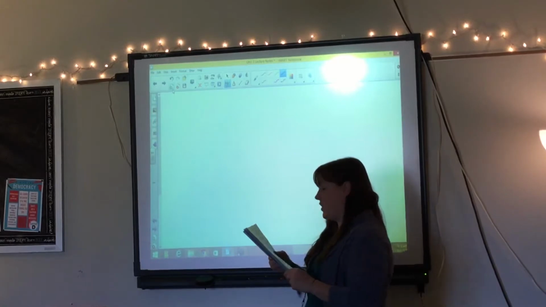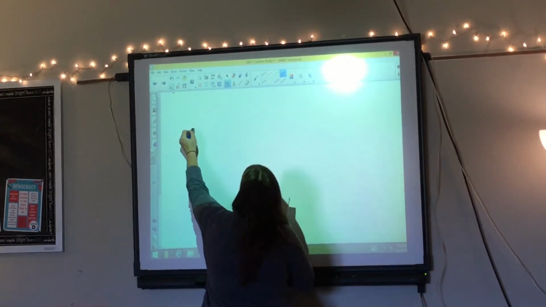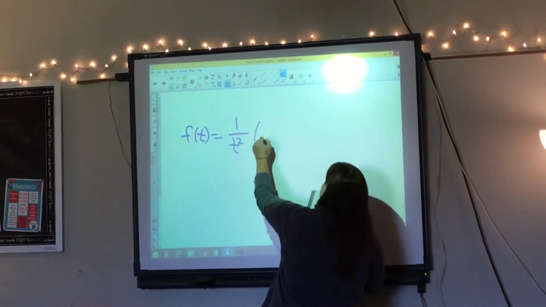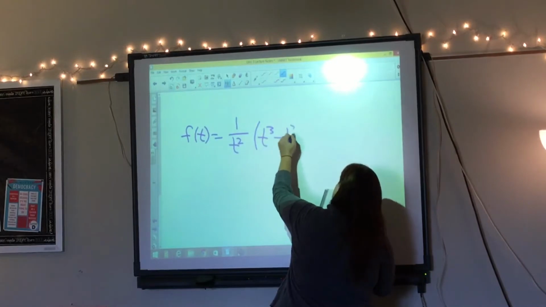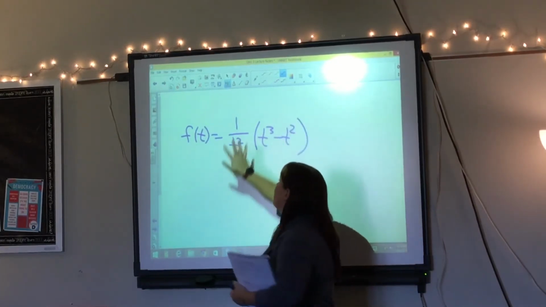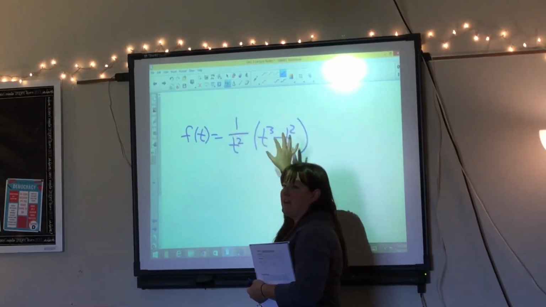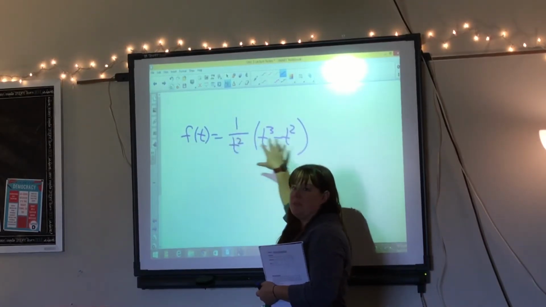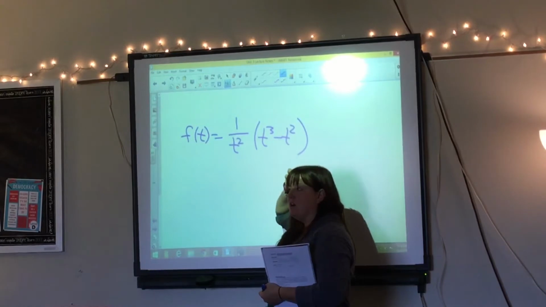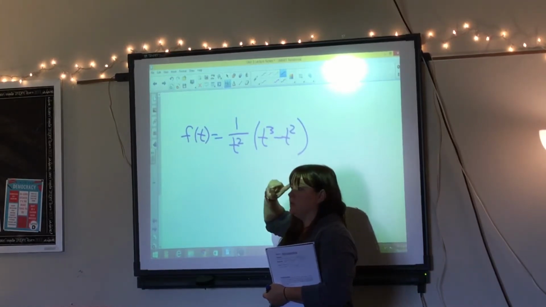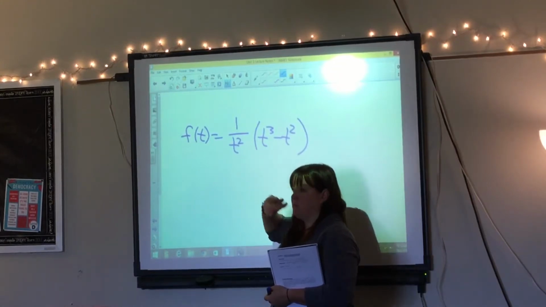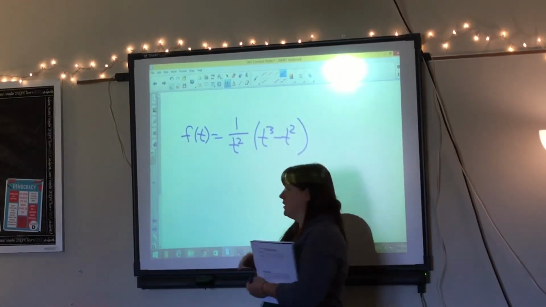Okay. So, our function f of t is 1 over t squared times t cubed minus t squared. Now, we see that this is one function multiplied by another function, right? This is something in terms of t times something else in terms of t. That's like our idea that we might need the product rule here. This one could be done with algebra, or it could be done with the product rule. But let's see how it looks with the product rule, okay?